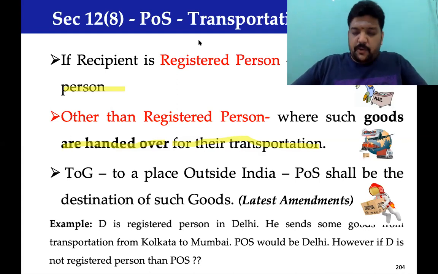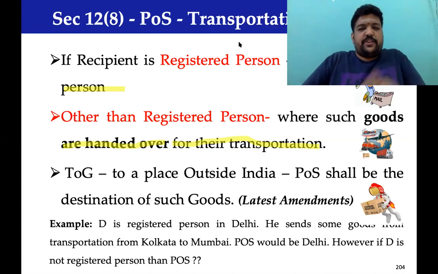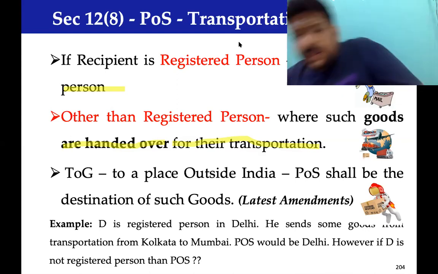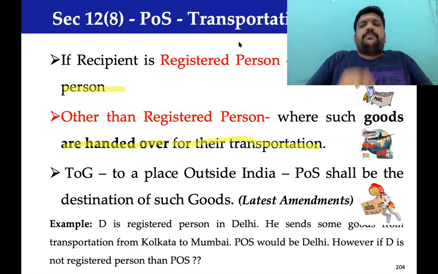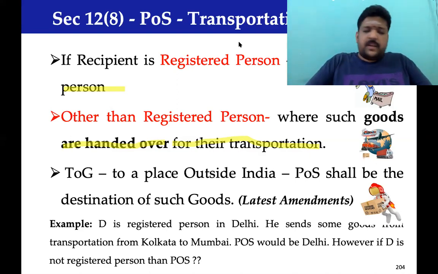Coming back here, transportation of goods. As far as transportation of goods is concerned, if services are provided to a registered person, it is the location of the recipient. If services are provided to other than a registered person, it is the place where the goods are handed over for transportation. In case the transportation of goods is going to a place outside India, the place of supply shall be the destination of the goods.